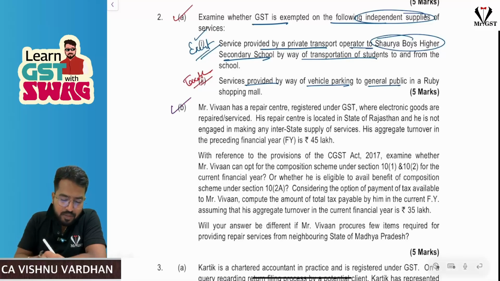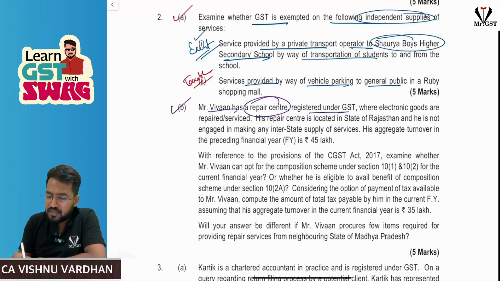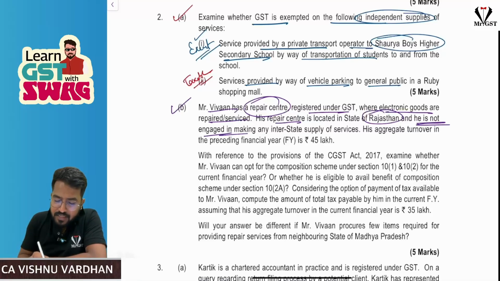Next, there is part B of the question. If you see part B, sir, what they are saying here is Mr. Vivan, who is running a repair center registered under GST, where electronic goods are repaired and serviced. His repair center is located in Rajasthan and he is not engaged in making any interstate supply of services. His aggregate turnover in the preceding financial year is 45 lakhs.